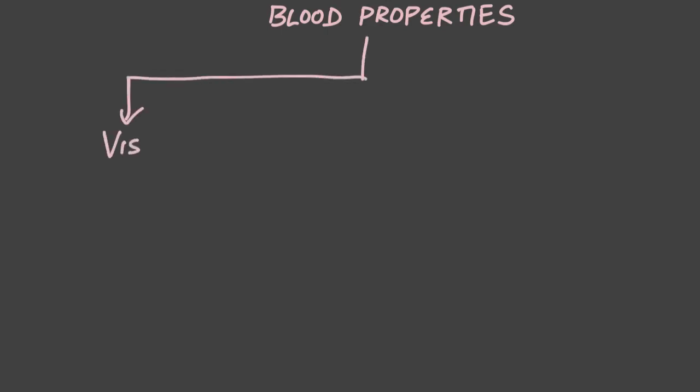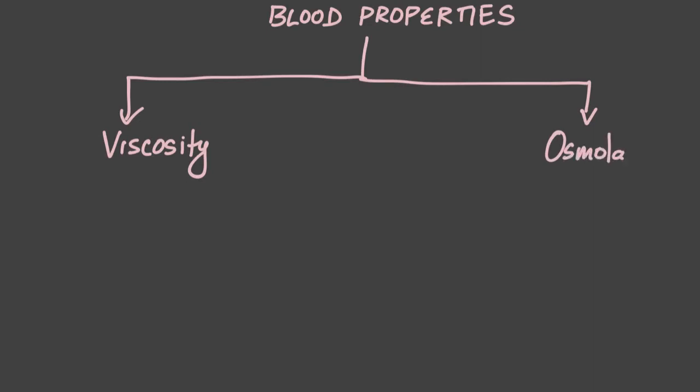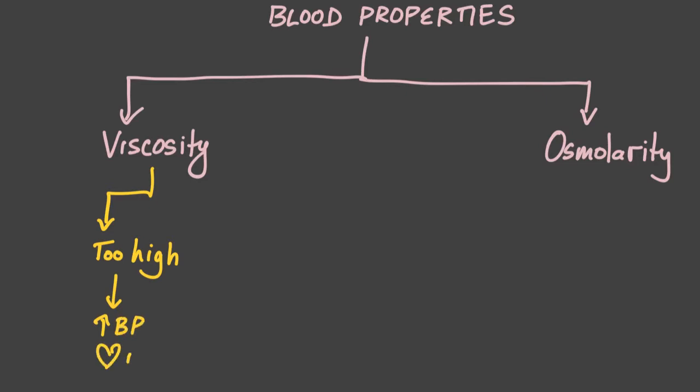Let's take a closer look at these two blood properties, viscosity and osmolarity, and we will see how, when either one of them is too high or too low, they result in health consequences. Here's viscosity, which is the thickness of blood, and this is osmolarity, which has to do with solute concentration in the plasma. So, when viscosity is too high, it increases blood pressure, and that places an enormous burden on the heart, and so it results in heart problems.